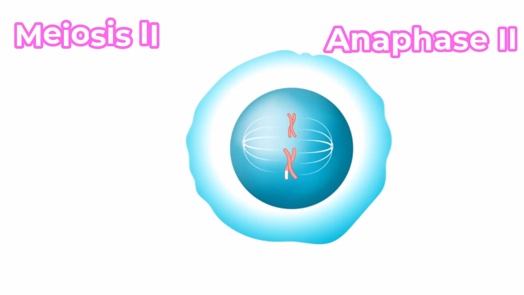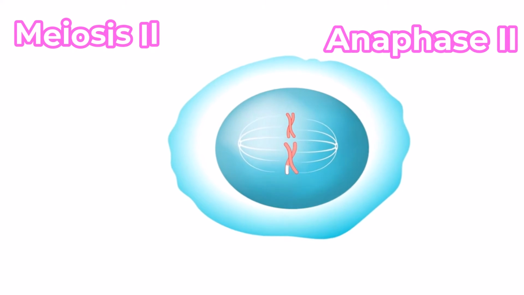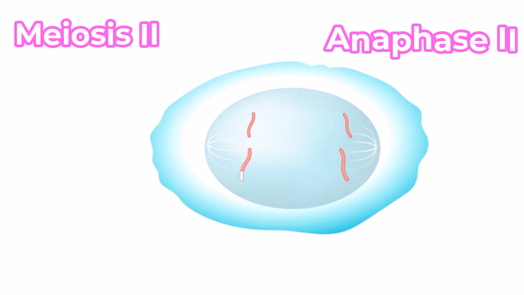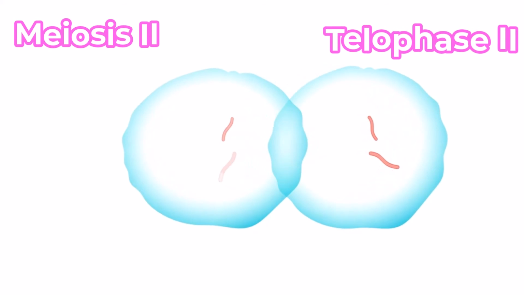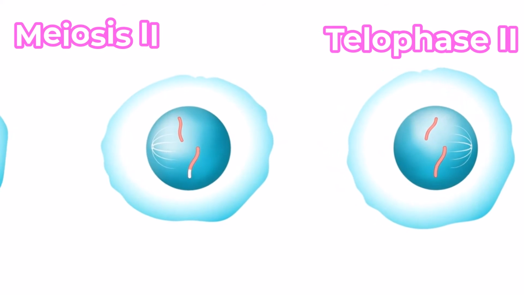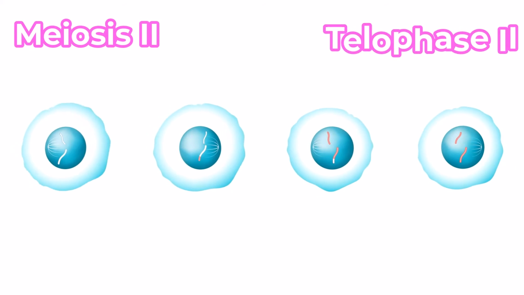In anaphase II, the centromeres of sister chromatids separate, and the sister chromatids of each pair move towards opposite poles of the cell. In telophase II, nuclei form at the poles, and cytokinesis occurs at the same time, resulting in 4 haploid daughter cells, each with single chromosomes.